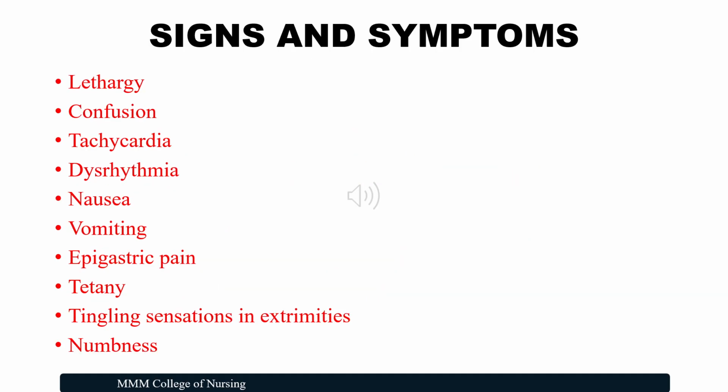So next, coming on to the signs and symptoms of respiratory alkalosis: lethargy, confusion, tachycardia, dysrhythmia, nausea, vomiting, epigastric pain, tetany, tingling sensation in the extremities and numbness.